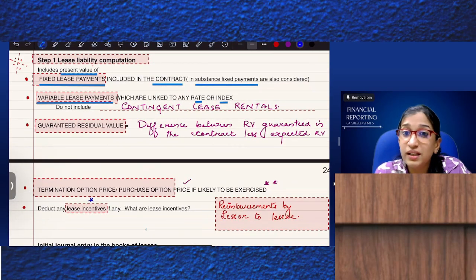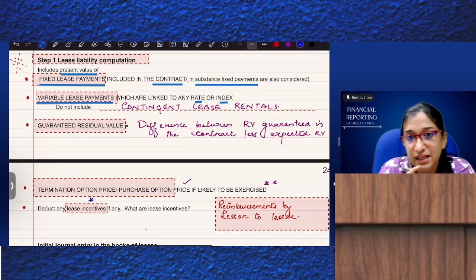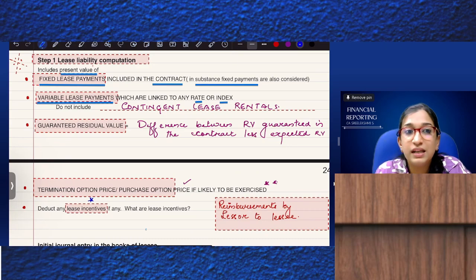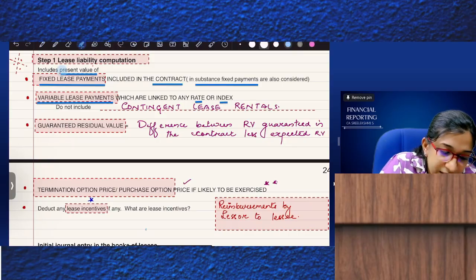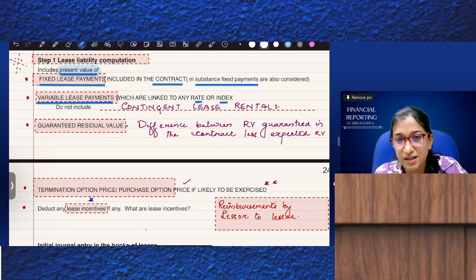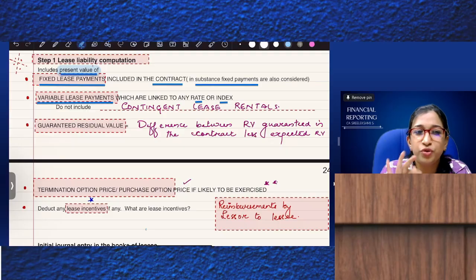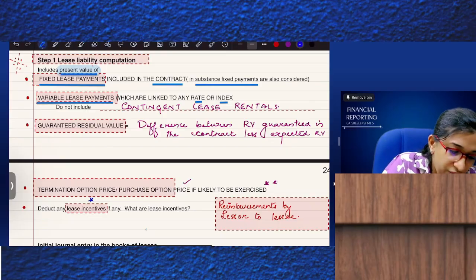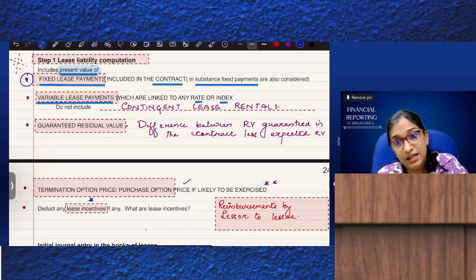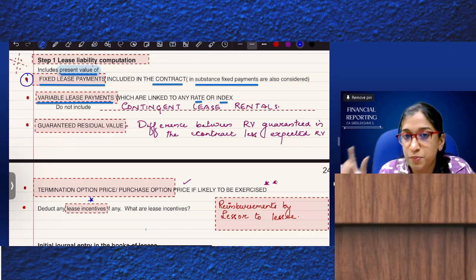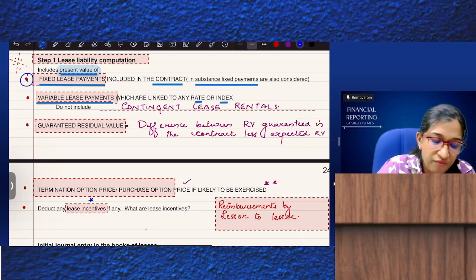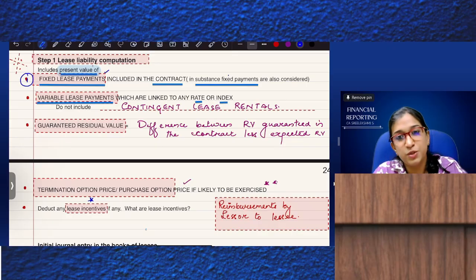What is the accounting in the books of lessee? In the books of lessee, first the lessee should compute the lease liability. Lease liability is equal to the present value of 1, 2, 3, 4, 5. You should number and study them. 1, fixed lease payments or in-substance fixed lease payments.